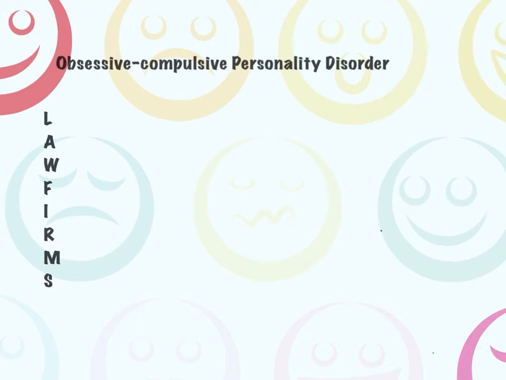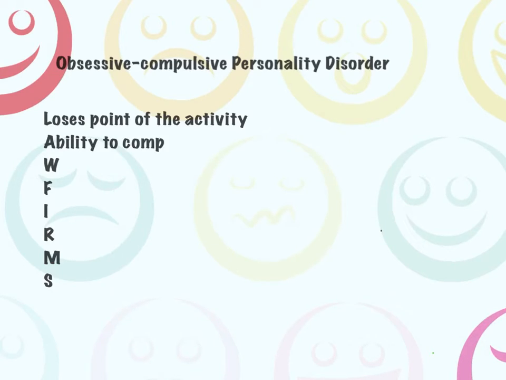The L in this mnemonic is going to stand for loses the point of the activity. An example of this could be somebody who schedules a big vacation for the family, and the family gets on vacation and they have to schedule every minute so nobody actually relaxes. Okay? So they're so caught up in the details and their lists and their schedules and their rules that they sort of lose the point of the activity. A stands for the ability to complete tasks is hindered.